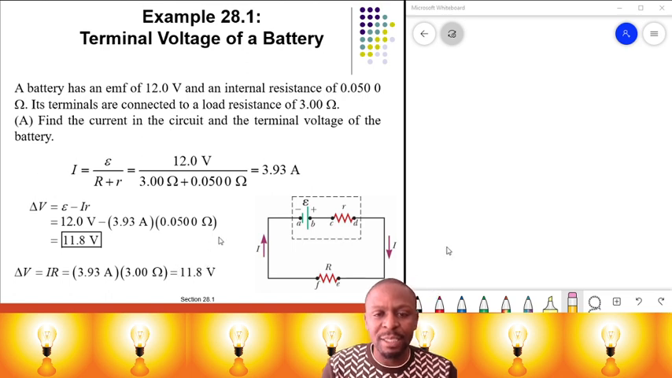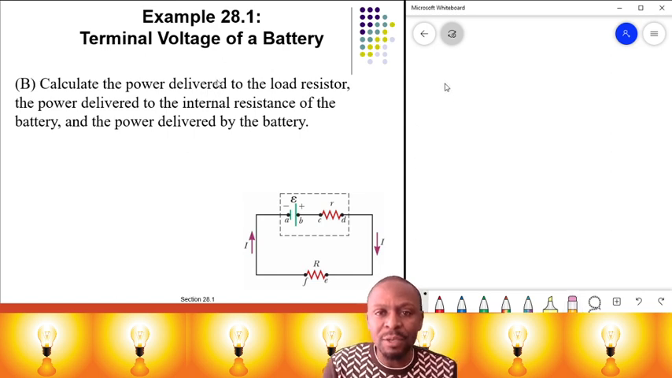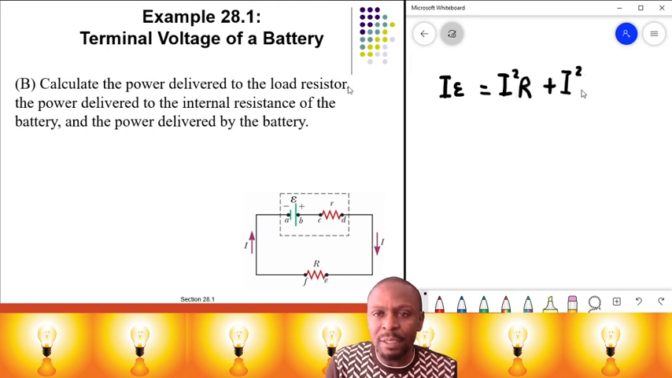Right, so that's how you solve that kind of problem. Now, part B of the problem asks to calculate the power delivered to the load resistor, the power delivered to the internal resistor of the battery, and the power delivered by the battery. This question can be solved by going back to the total power from the battery, which is given by I times the EMF, equal to the power delivered to the load resistor plus the power delivered to the internal resistor. Now we know what I is. We have already found I. We know what R is.